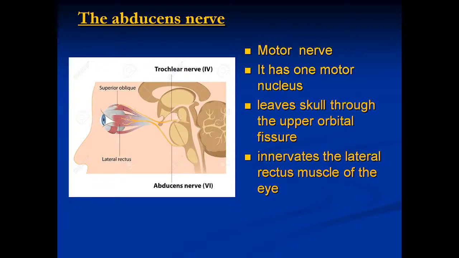Next, sixth pair of the cranial nerves, the abducens nerve. It is motor nerve too. It has one motor nucleus which situated at the level of the dorsal part of the pons of the rhomboid fossa, leaves skull through the upper orbital fissure too, and innervates also only one muscle, the lateral rectus muscle of the eye. So, once again, the abducens nerve innervates the lateral rectus muscle of the eye.